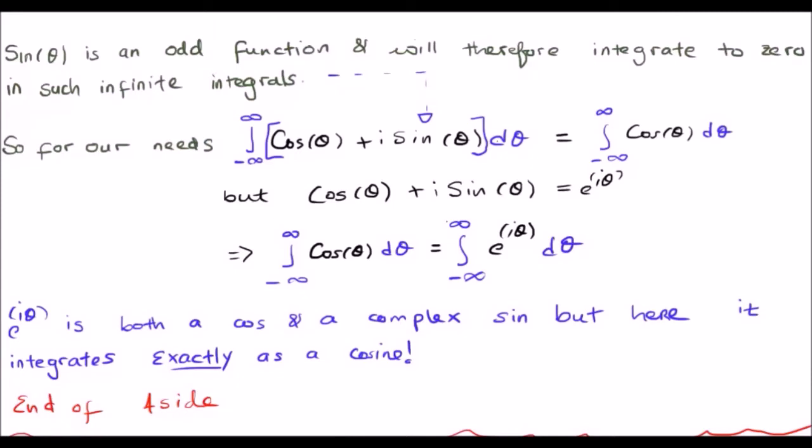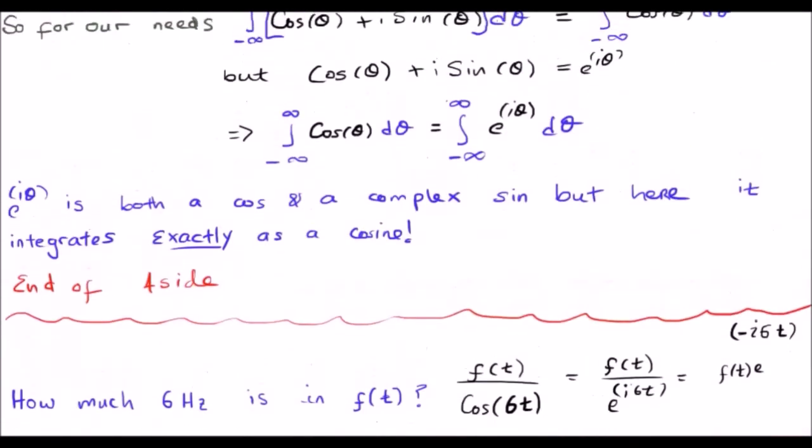So now it's time to go back to our question. How many 6 Hz signals are there in our function f of t? Well, let's divide our function f of t by cosine of 6 Hz. Now we saw a minute ago that cosine, when you're using these even infinite integrals, is the same as doing cosine 6t plus i times sine of 6t, because the sine is going to integrate to 0. So we just swap it and put in e to the i 6t.